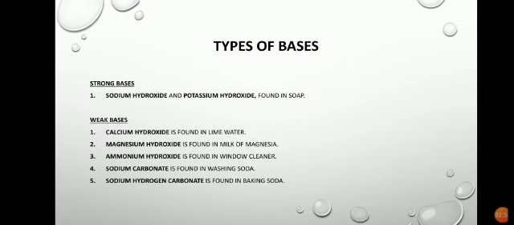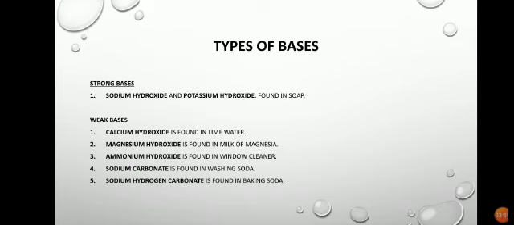Now next, what are the types of base? How can we classify the bases? We can classify the bases into two categories. One is a strong base and another one is a weak base, okay. Weak bases are those bases which are closer to neutral substances, okay, and strong bases are those bases which are away from neutral substances. That means their pH is much higher, okay. Now what are strong bases? Examples of strong bases are sodium hydroxide and potassium hydroxide. Both of these bases are found in soap, okay.